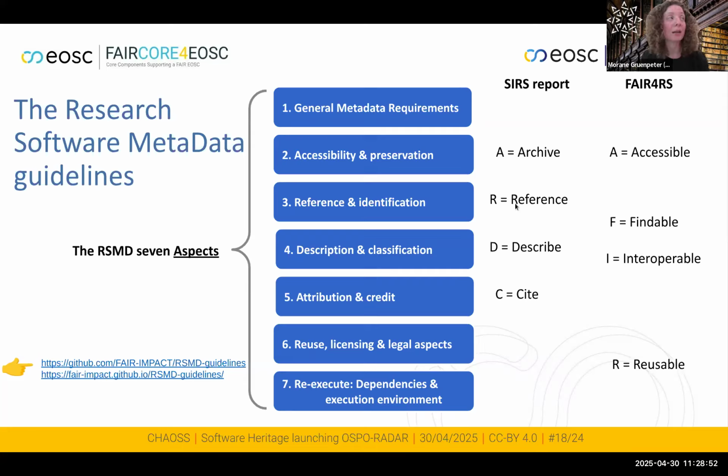And in these guidelines, we have identified 7 aspects: general metadata requirements, accessibility and preservation, reference and identification, description and classification, attribution and credit, reuse, licensing, and legal aspects, re-execute, dependencies, and execution environment. So a lot of metadata. It might be daunting for researchers, but research institutions should take that into account when they do recommendation of what should be done to describe software.